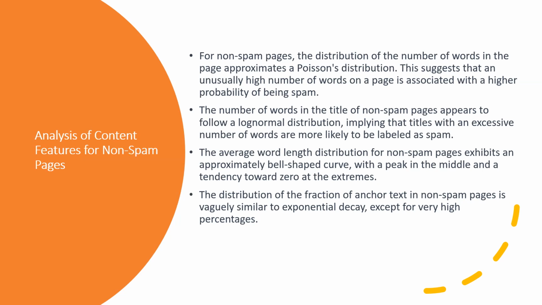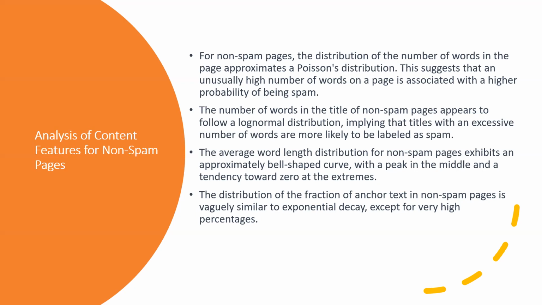For non-spam pages, the distribution of the number of words in the page approximates a Poisson distribution. This suggests that an unusually high number of words on a page is associated with a higher probability of being spam. The average word length distribution for non-spam pages exhibits an approximately bell-shaped curve with a peak in the middle and a tendency towards zero at the extremes.